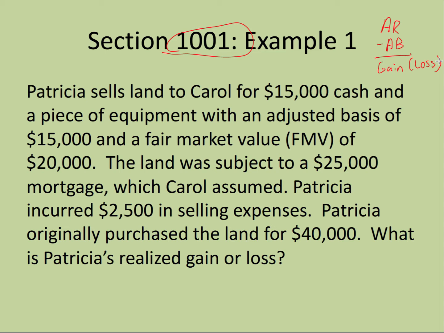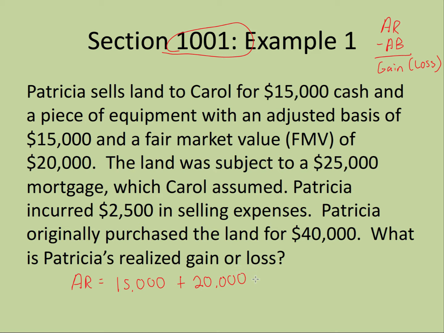Let's go ahead and calculate our amount realized. The formula is actual cash received plus constructive cash received plus the fair market value of non-cash property received minus selling expenses. Is Patricia receiving any cash? Yes. Patricia receives $15,000 of actual cash. She also receives a piece of equipment with a fair market value of $20,000. We're going to add in $20,000, the fair market value of the property.